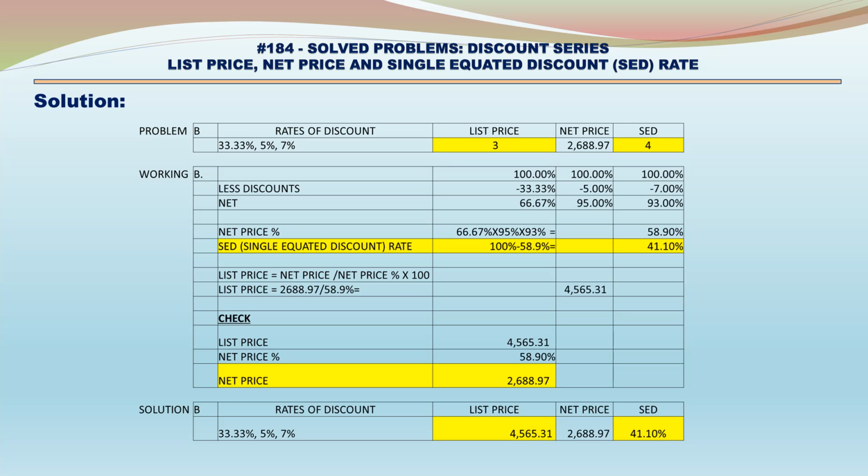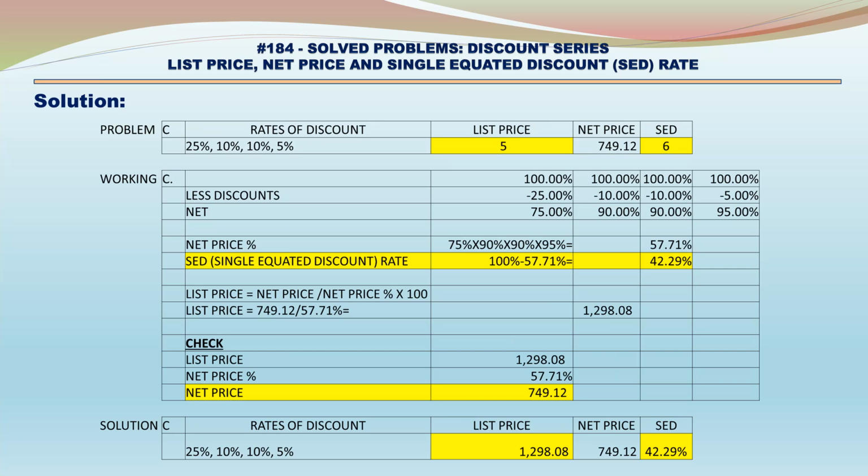List price is equal to net price by net price percent into 100. List price is equal to 2688.97 by 58.90%, that is equal to 4565.31. Check. List price 4565.31. Net price percent 58.90. Net price 2688.97. Solution. List price 4565.31. Net price 2688.97. SED 41.1%.